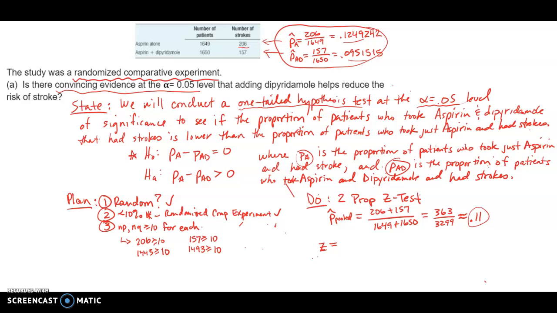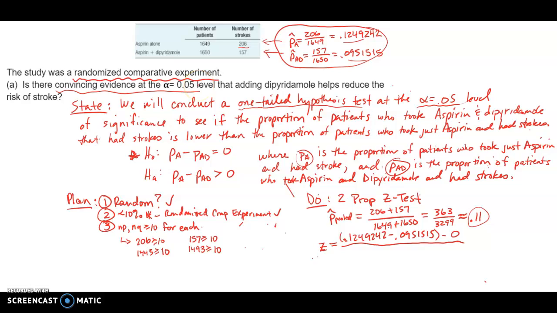So let's check this out. We got our p-hat for the aspirin, we got our p-hat for the aspirin and dipyridamole. We're going to look at the differences between those two. 0.12492242 minus 0.0951515. So we're looking at the differences between our two proportions, and then minus the mean. And again, it's minus 0 because we're running this test under the assumption of our null hypothesis that there is no difference between the two.